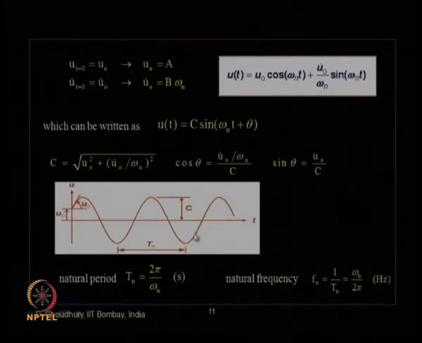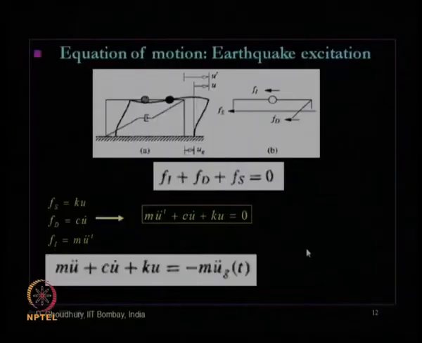We have seen this is the complete solution, where c is the amplitude of motion and T n is the natural period of vibration. This is the initial displacement, this is the initial velocity, and this is the behavior of the displacement with respect to time. So the natural frequency can be expressed like this, and the natural period can be expressed like this. Then we have seen how to model the earthquake excitation as a forced vibration.